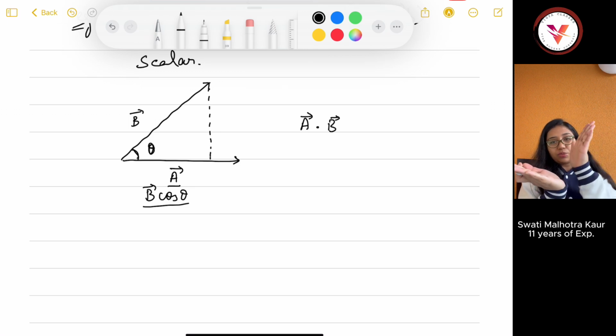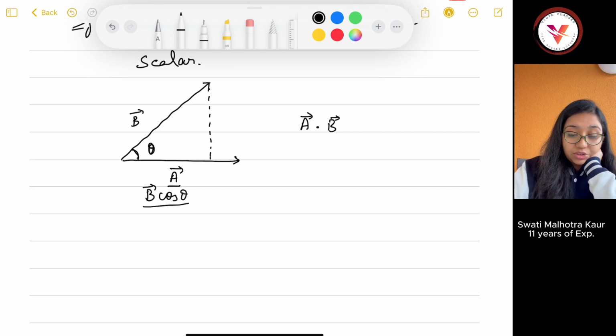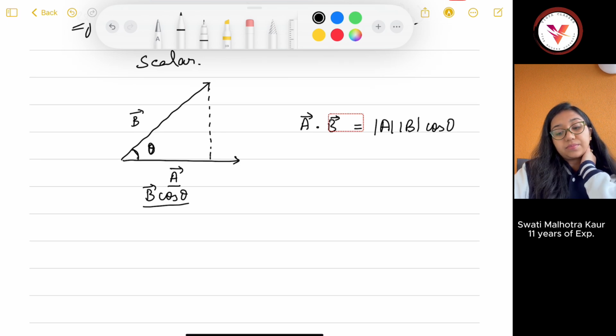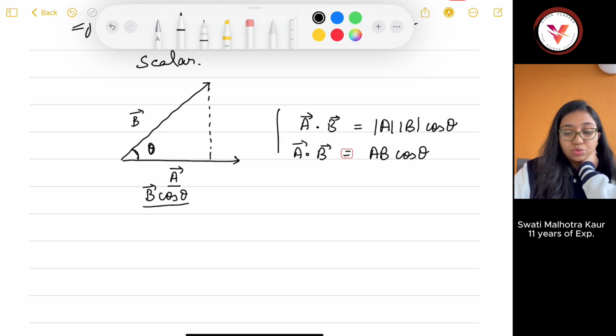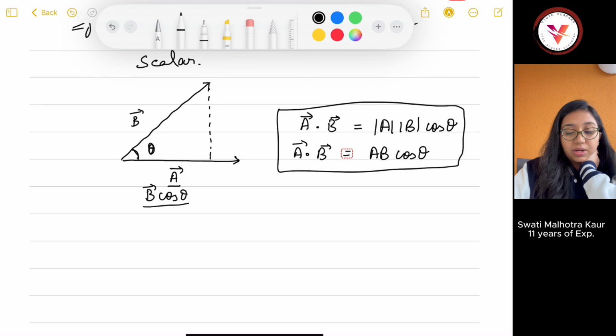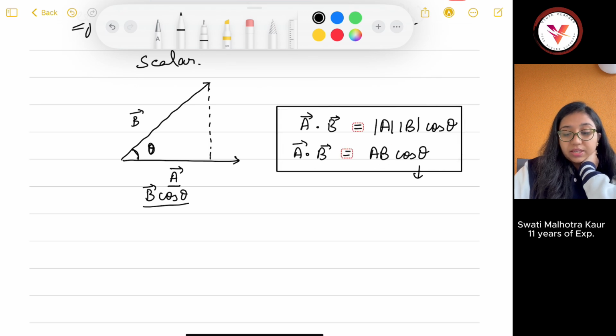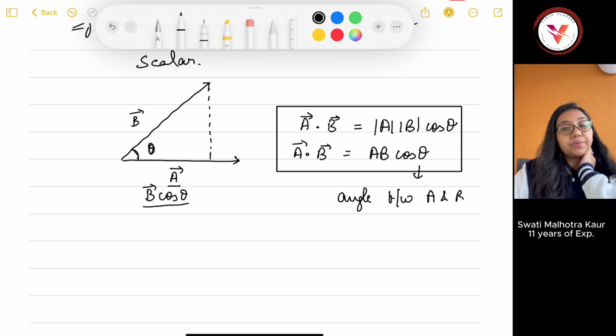A is there and you project the other along that. Okay, if there is some angle, then it eventually becomes what? A magnitude, B magnitude, and cos theta. So A dot B can also be written as A B cos theta. That's the most important formula. Okay, theta is the angle between A and B. Okay, you have to remember that.